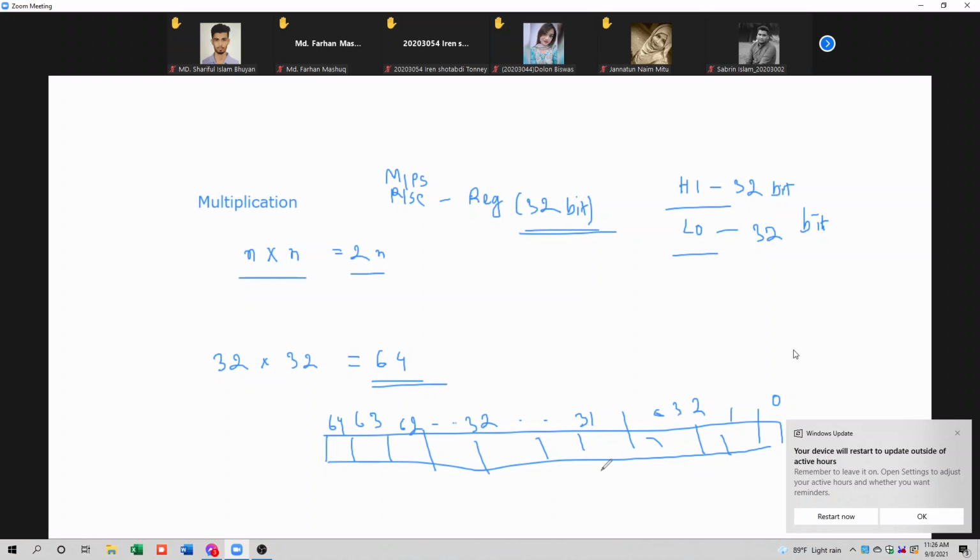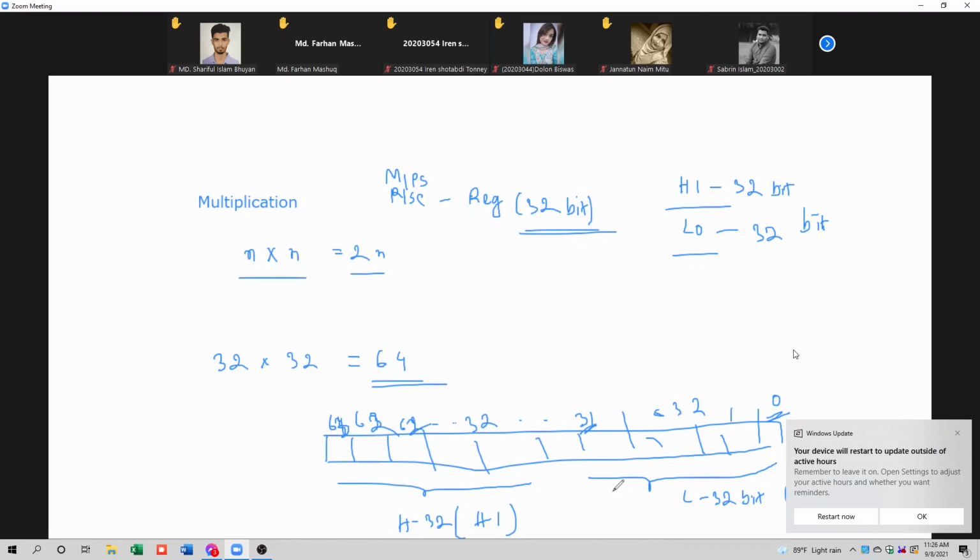So now this is the lower half of the result, all the bits from 0 to 31. So this is the low order 32 bits of the result, right? And all the bits from 32 to 63, these 32 bits are the high order 32 bits of the result. Now the low order 32 bits will be stored in the special purpose register LO, and the high order 32 bits will be stored where? In the HI register. Is that clear?